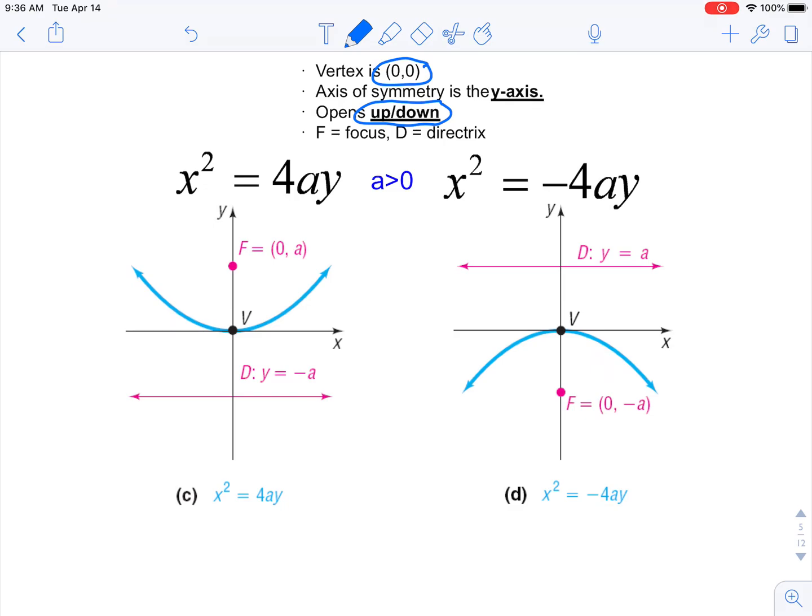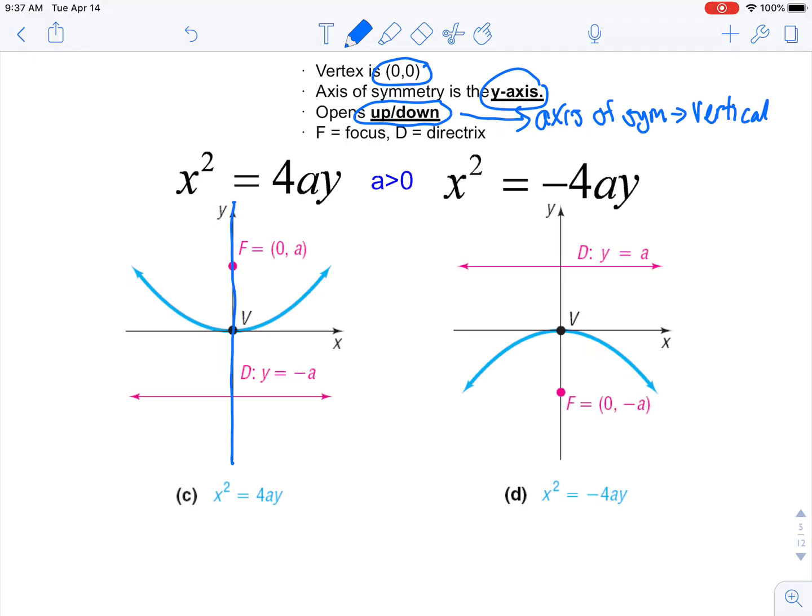When the vertex is at the origin and the parabola is opening up and down, then it's going to have an axis of symmetry of the y-axis. Now keep in mind, here's my axis of symmetry. An axis of symmetry is the line that basically divides the parabola into two halves. If you fold it on that line, the two halves are going to match. One thing to remember is that if your parabola opens up and down, the axis of symmetry will always be a vertical line.